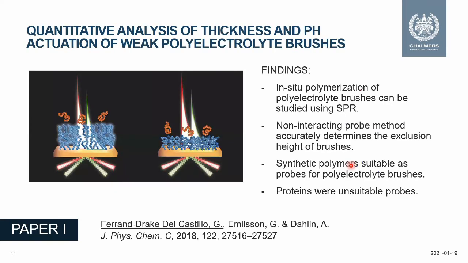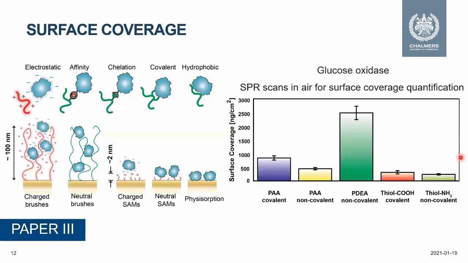To summarize the results of paper 1, we performed ATRP to produce different kinds of polyelectrolyte brushes. We characterized the brush heights using the non-interacting probe method. And crucial for achieving this for polyelectrolyte brushes was using synthetic polymers, such as PEG, as the macromolecular probe. Proteins, which are otherwise used as probes for neutral brushes, were found to be unsuitable since they significantly interacted with the polyelectrolyte brush, preventing height determination.